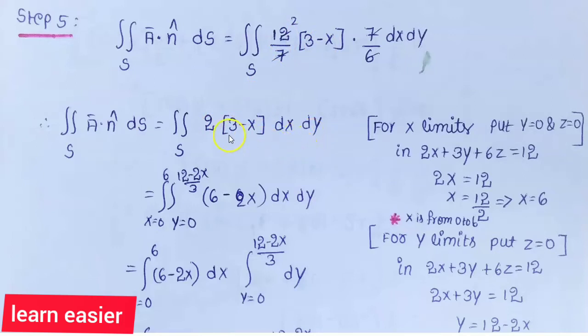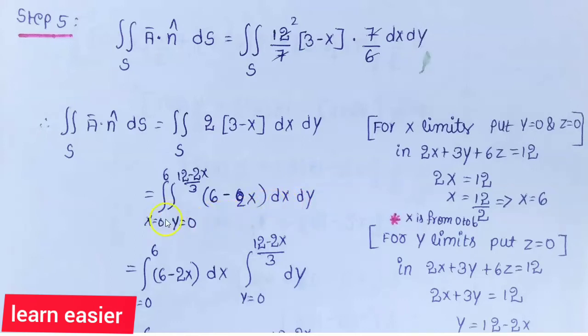Now let's multiply 2 to these terms, so 2 3 6 minus 2x, and we have to take the limits of x and y here, because we are taking the projection of the surface on the xy plane. That's why we have dx and dy, and we are integrating with respect to dx and dy, so we have to take the limits of x and y.